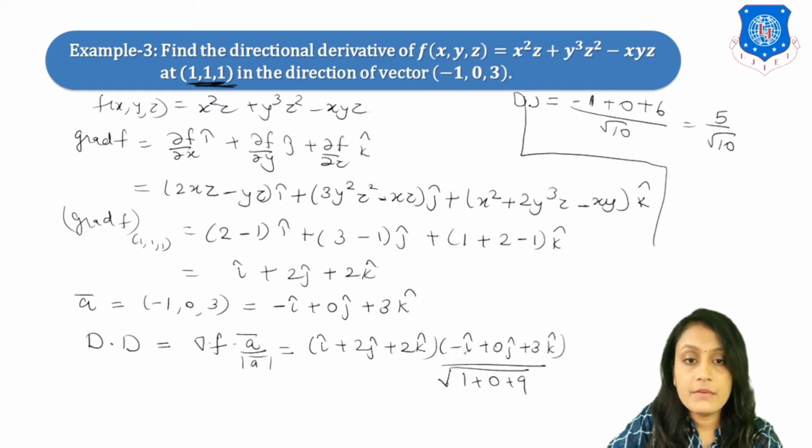So the directional derivative is what? 5 upon under root 10. So what have we done to find the directional derivative? Firstly, we have to find the gradient at the given point. Okay, now the direction is given, okay. So just use this formula: gradient into this direction upon its magnitude. So this is your gradient, this is your direction, and its magnitude. Just multiply these two terms, the coefficient of i into i. So 1 into minus 1 will give you minus 1, then 2 into 0 it will give you 0, and 2 into 3 it will give you 6. Just simplify this, so you will get your answer, okay.